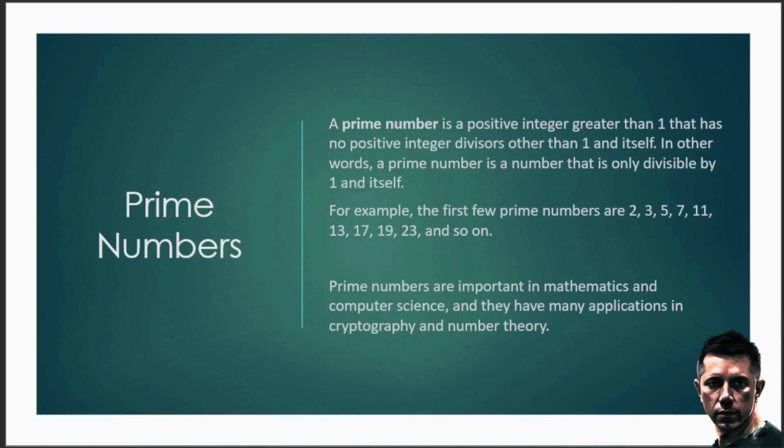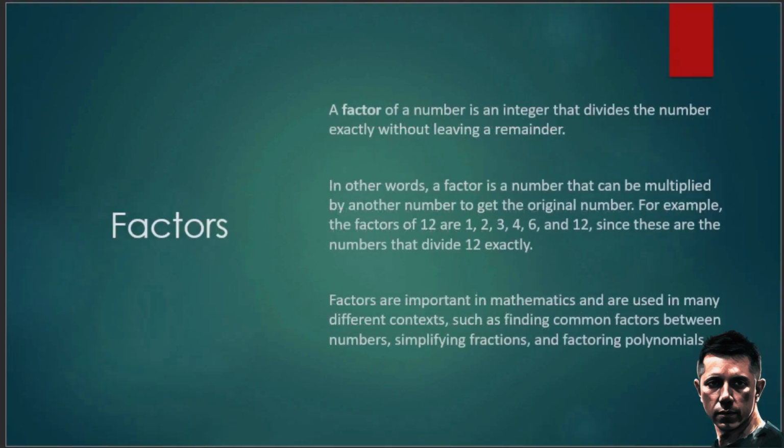Prime numbers are important in mathematics and computer science, and they have many applications in cryptography and number theory. Next, what is a factor of a number? A factor of a number is an integer that divides the number exactly without leaving a remainder. In other words, a factor is a number that can be multiplied by another number to get the original number.